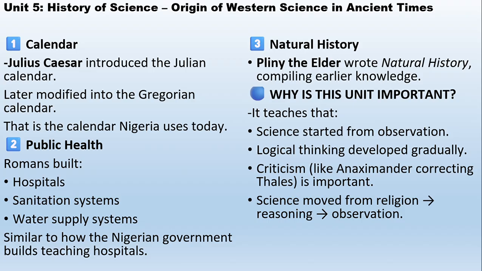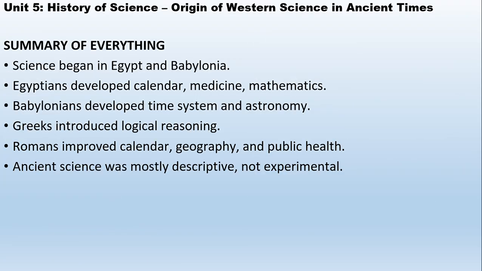So science moves from religion to reasoning to observation. Science started when nature was observed in a religious way. Then it moved to reasoning. They were able to apply their head and give it logical thinking. Then they were able to observe it and also give a scientific explanation. That is why this unit is very important. So let's look at the summary of everything we've done.